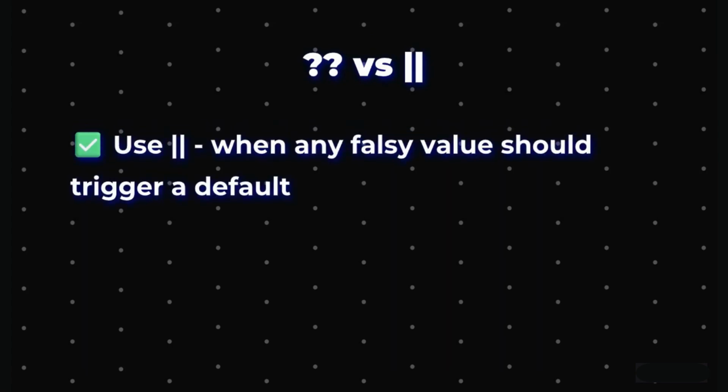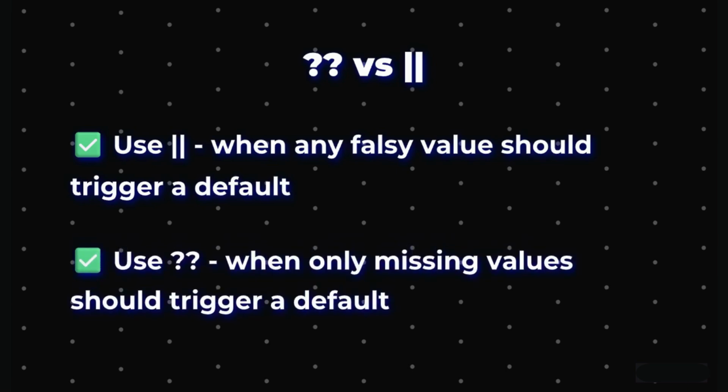Here's a simple rule you can remember. Use OR when any falsy value should trigger a default. Use Nullish Coalescing when only missing values should trigger a default. This rule alone will save you from many bugs. Today, you learned how JavaScript thinks using logical operators: AND, OR, NOT, and how the Nullish Coalescing operator helps you handle missing values correctly.